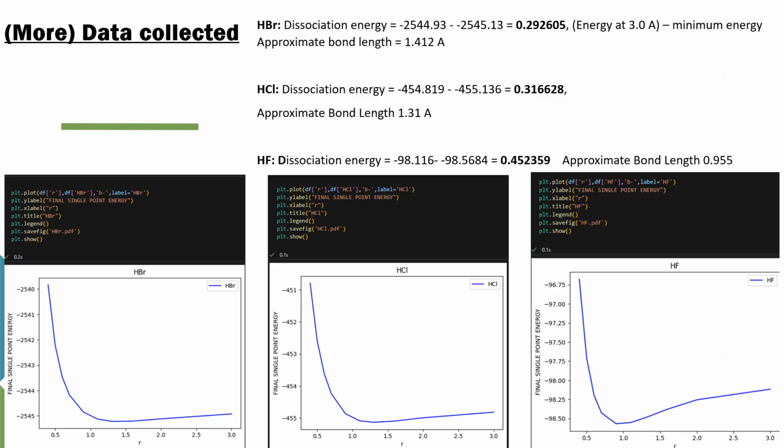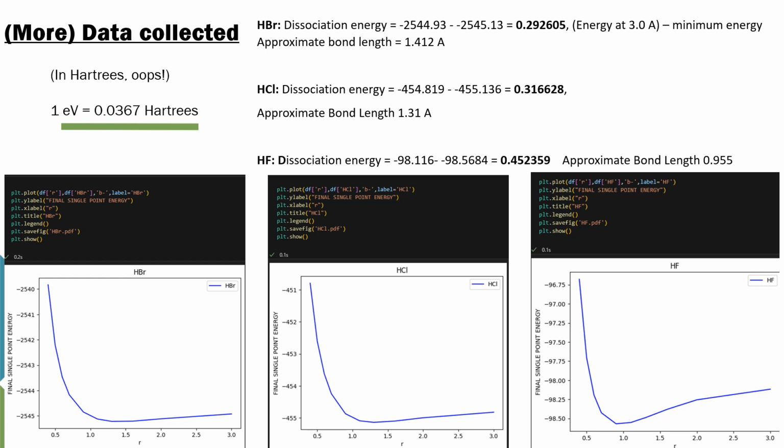On this slide, due to a breakdown in communication between myself and the computer, all the data collected is actually in Hartrees, not electron volts. But the principle remains the same, and the patterns can be clearly seen in the graphs below. The dissociation energies were calculated by subtracting the energy at the point just before the equilibrium distance away from the energy at 3 angstroms. This would give the minimum energy or the dissociation energy.